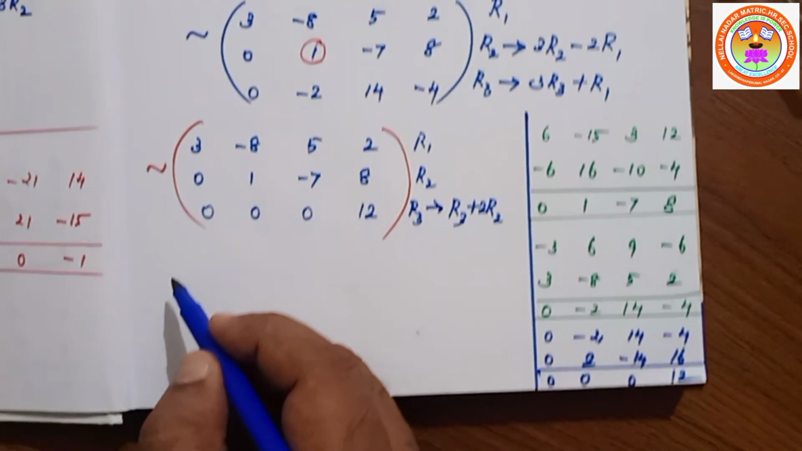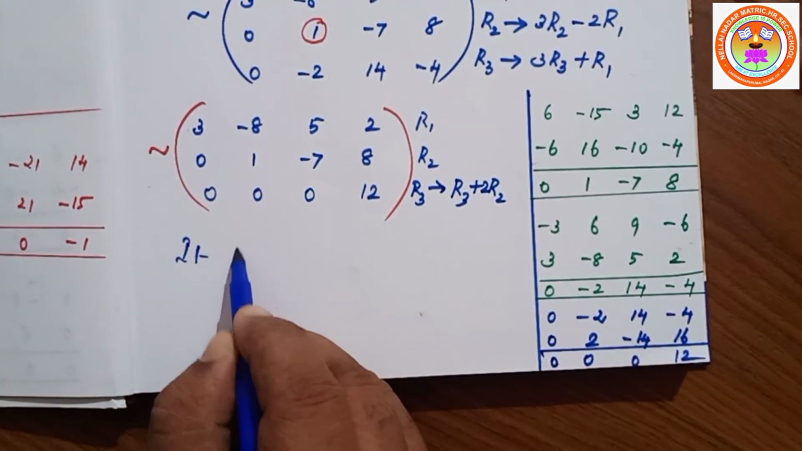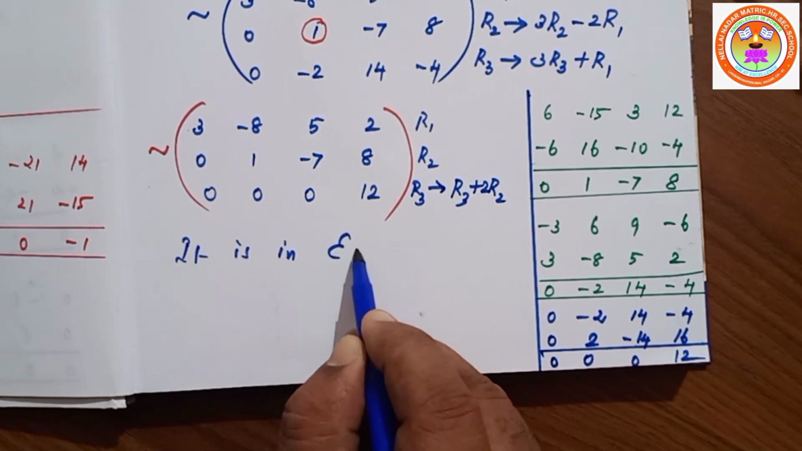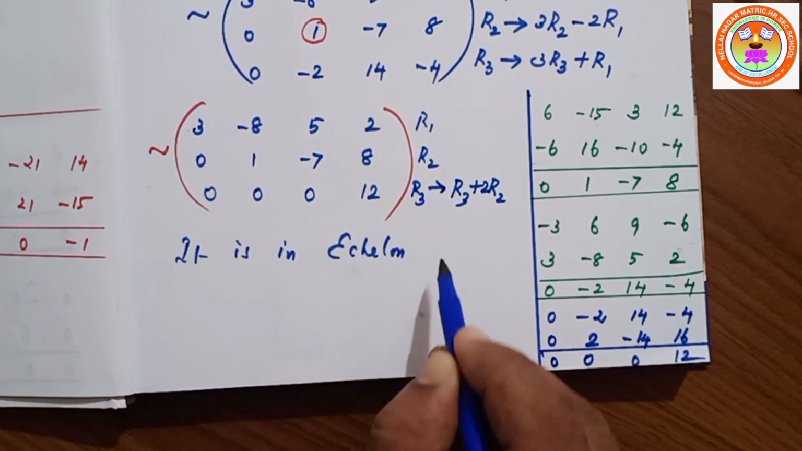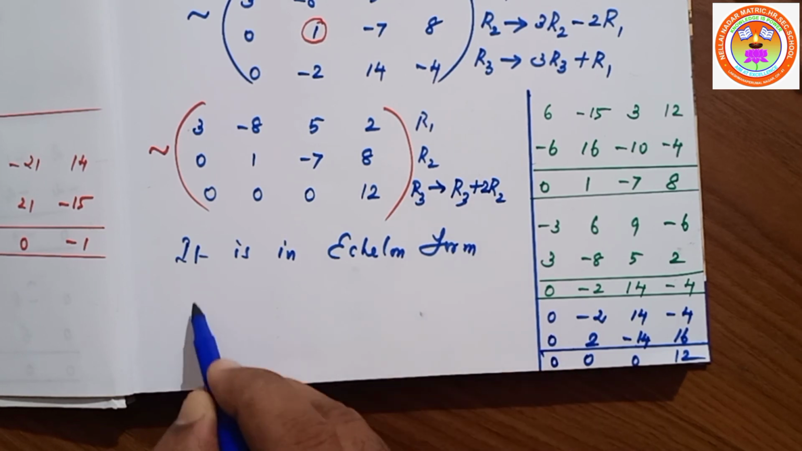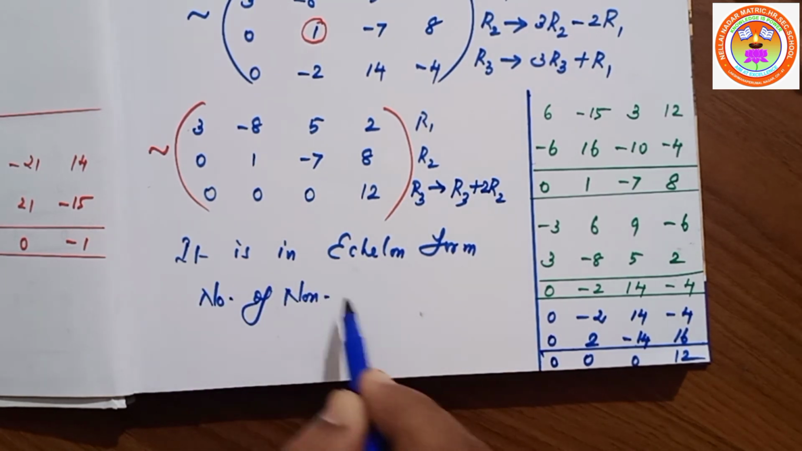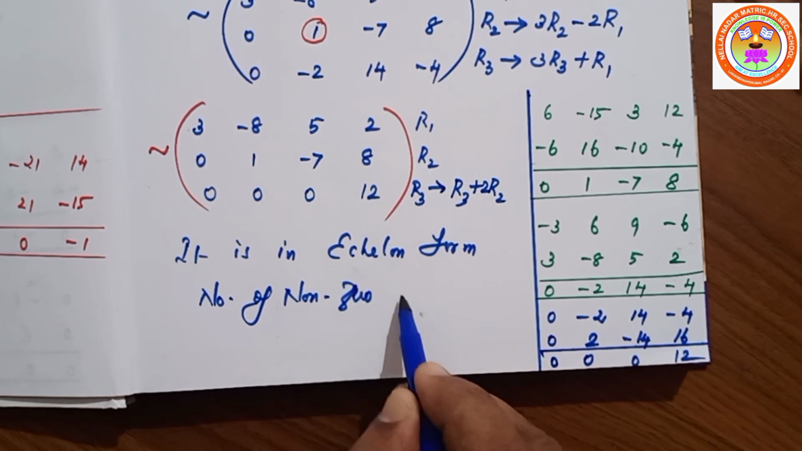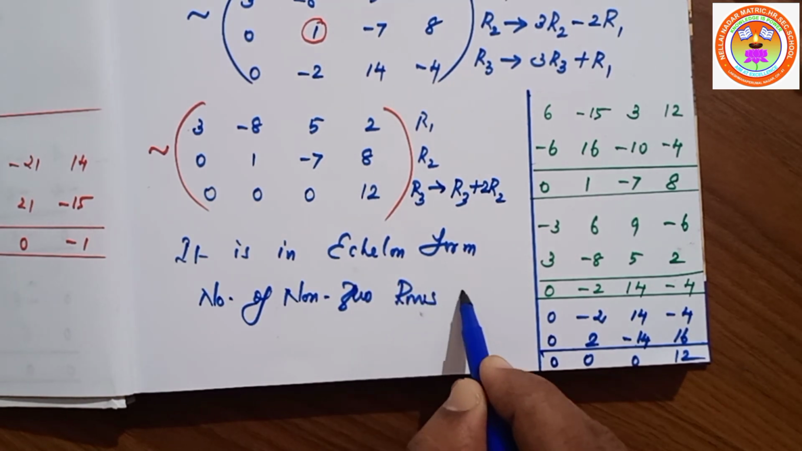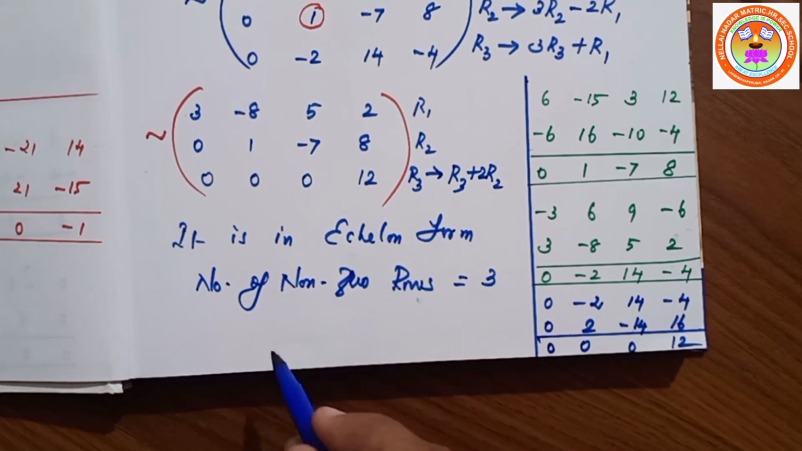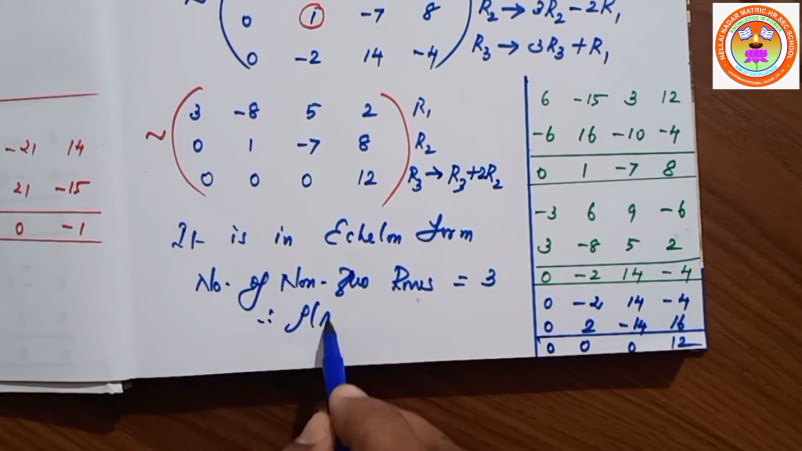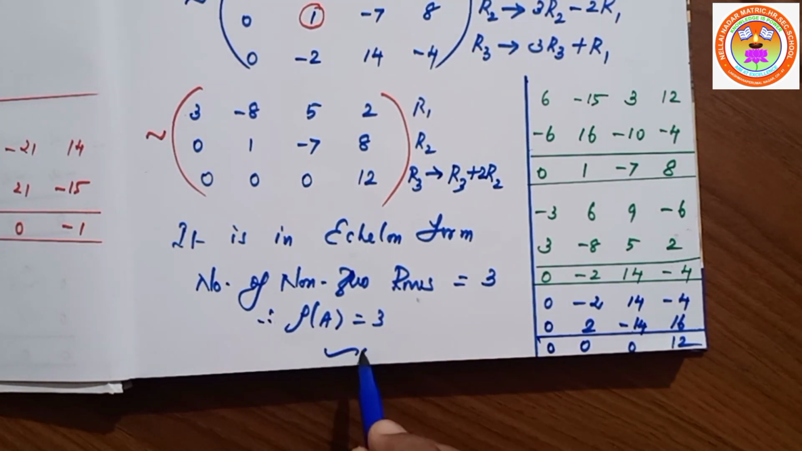It is in echelon form. Number of non-zero rows is equal to 3. Therefore, the rank of the matrix is 3.